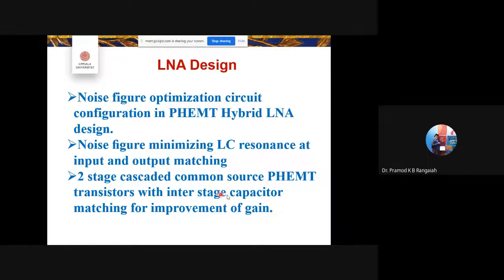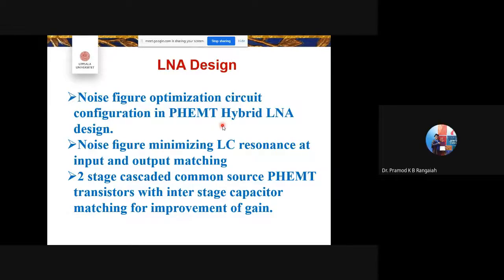And the interstage capacitor matching has been done in this example. So this is for gain improvement. For the gain, two stages, and for noise minimizing, LC at both input and output, and I use a transistor. This is the first thing we have to design. This is the paper sketch.